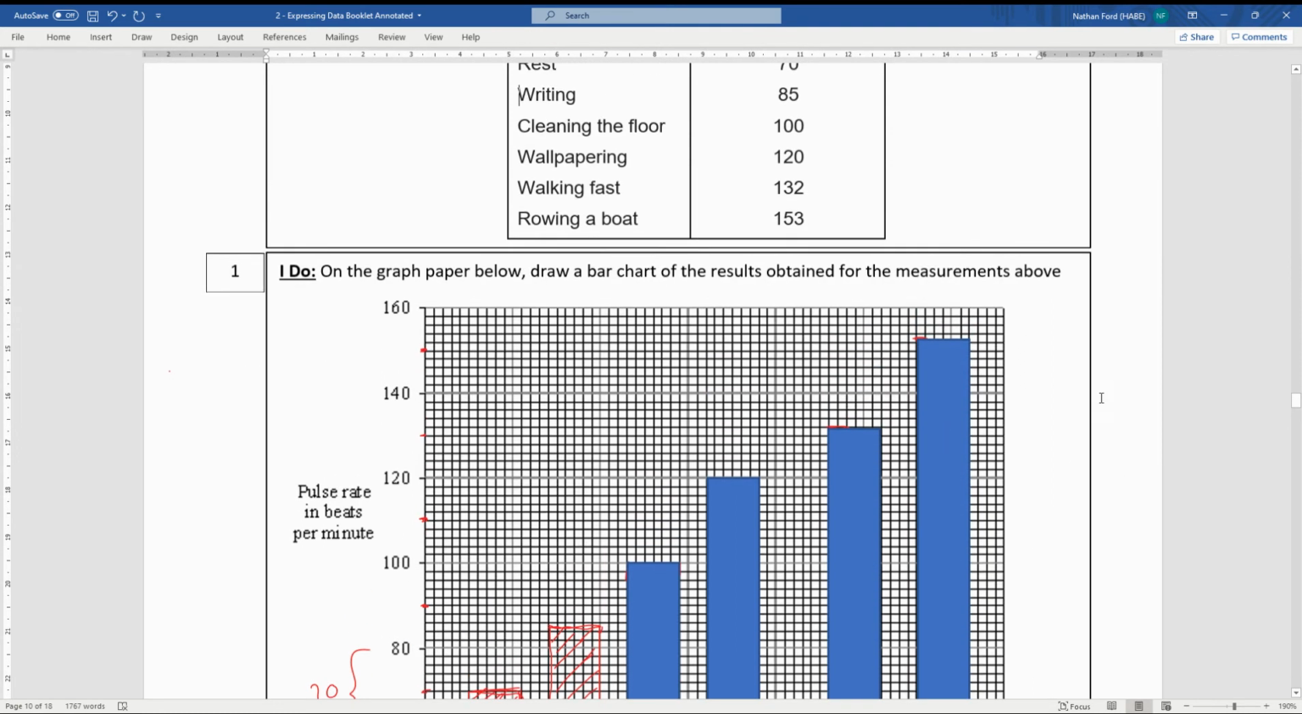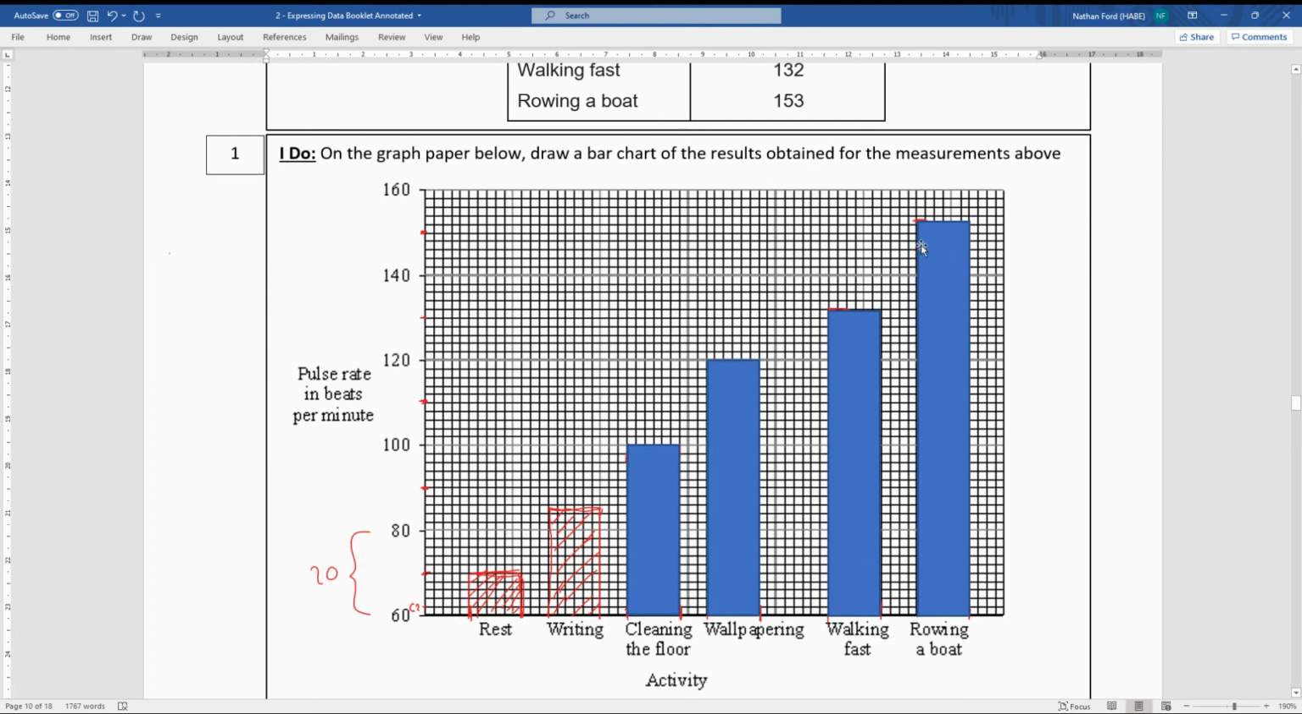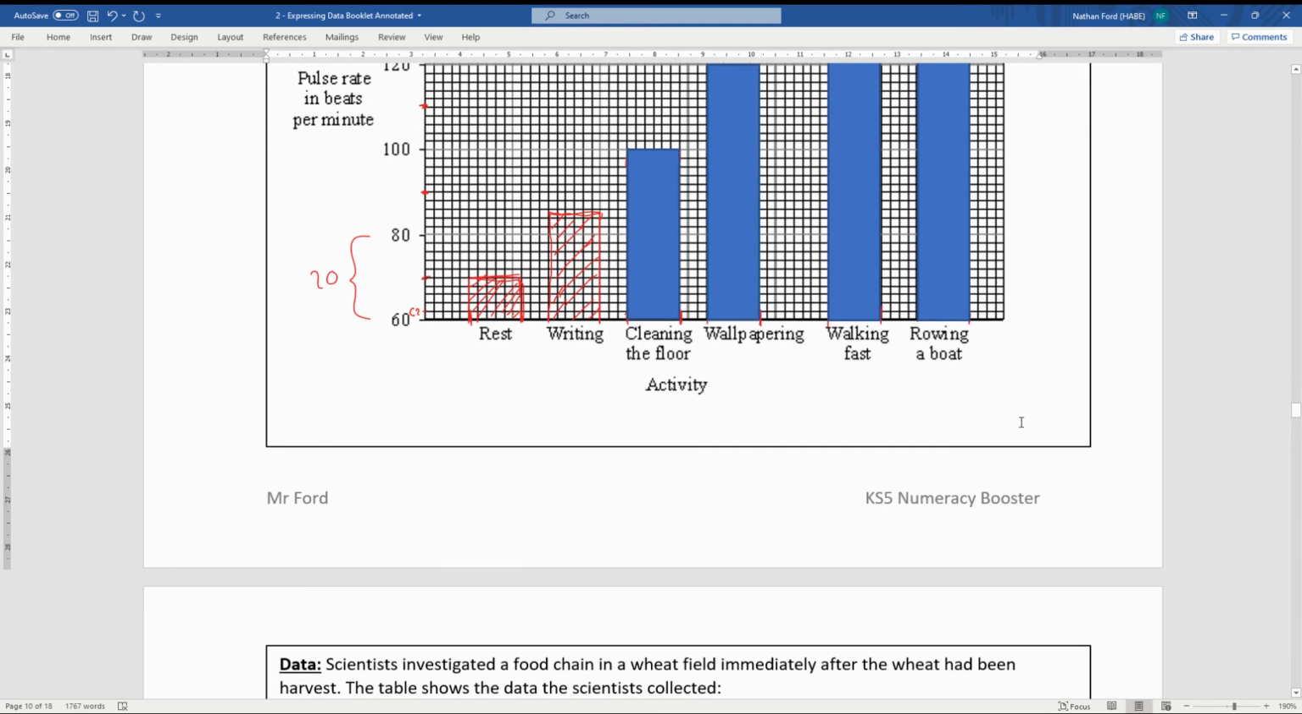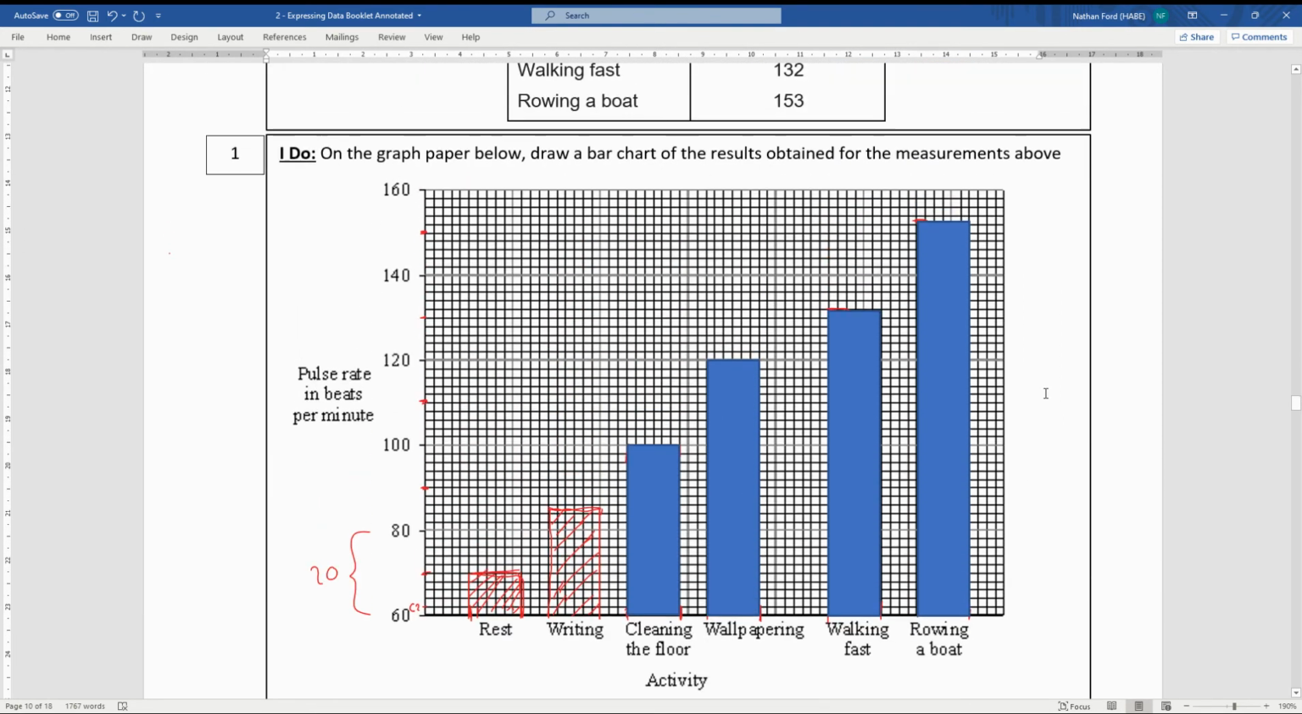Same thing, because of the way the scale is, I'd make sure it's always within half a square or you will lose a mark. And there is my bar chart. Okay. You could straight away, it's a lot easier to look at this than the data above. You could say the highest pulse per minute was for rowing a boat, lowest was when we were at rest. Okay, and that's why we use a bar chart.